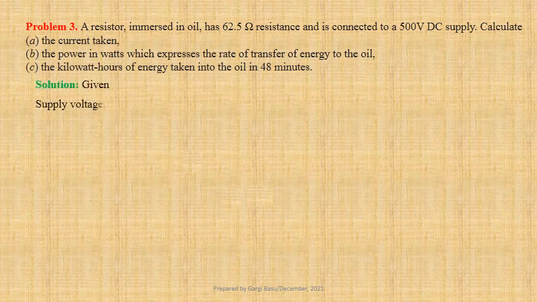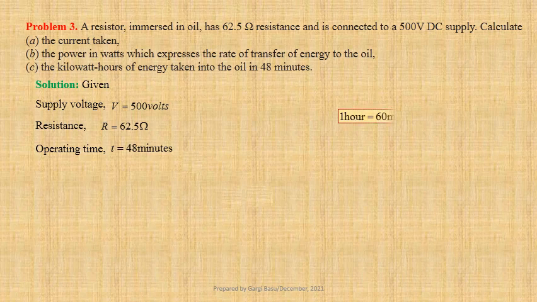Let us first write down the given data. Supply voltage V equals 500 volts. Resistance of the resistor R equals 62.5 ohm. Operating time T equals 48 minutes. Since 1 hour equals 60 minutes, T equals 48 by 60, that is equal to 0.8 hour.